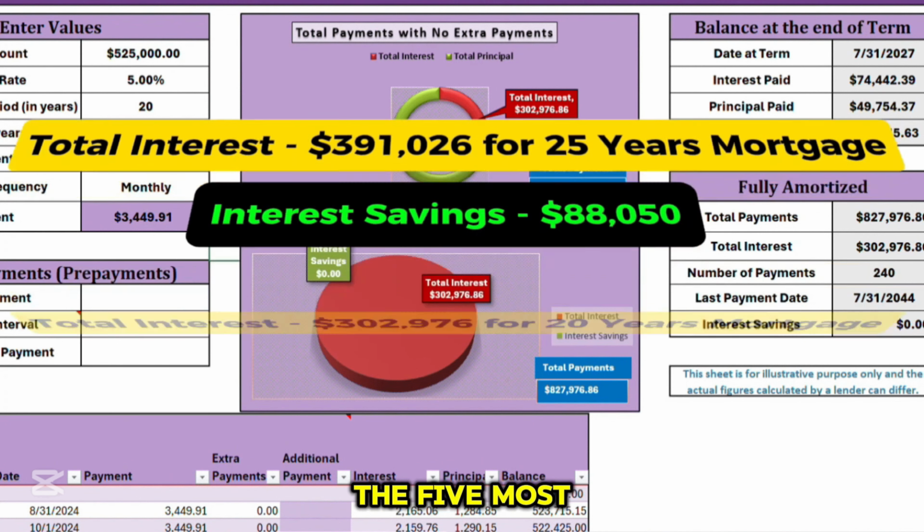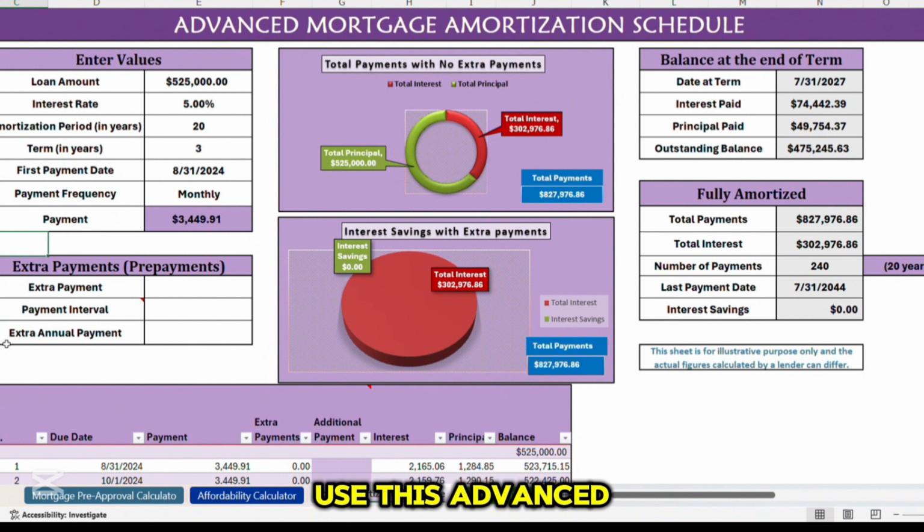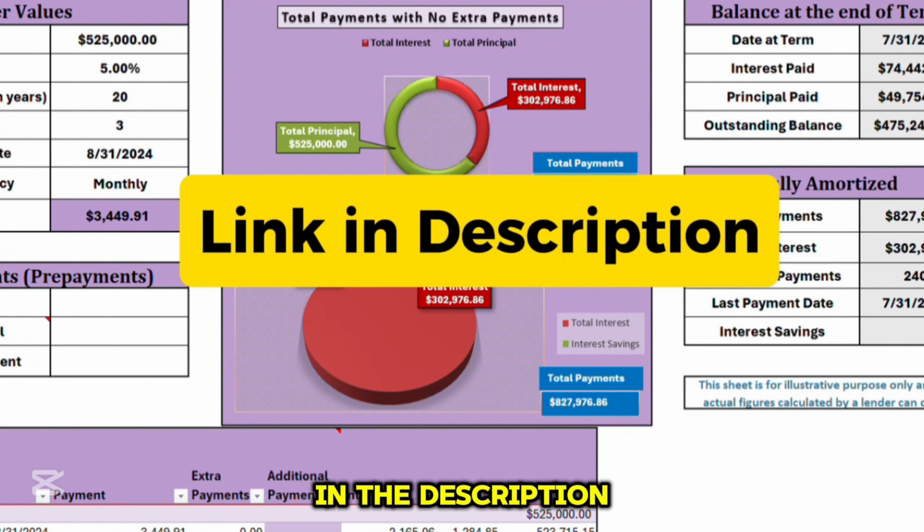So these were the 5 most effective and the simplest ways with which you can plan to pay down your mortgage effectively in the longer run. You can also use this advanced mortgage amortization schedule for your mortgage to see what will be the impact on the total interest savings if you apply one or more than one method collectively. I'm providing the link of this planner in the description of this video.